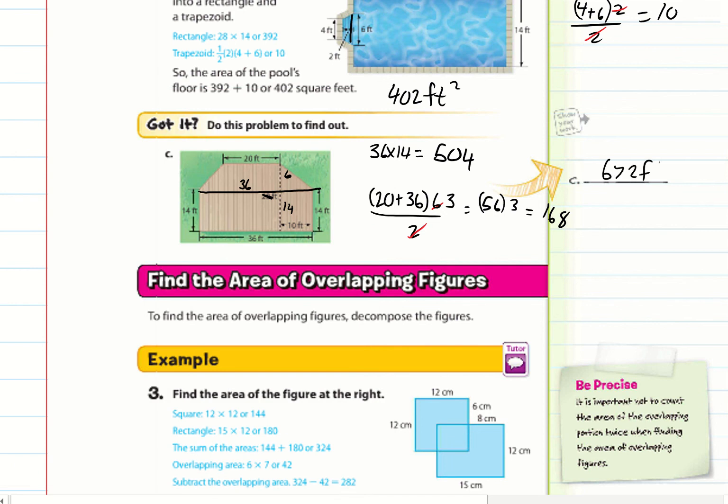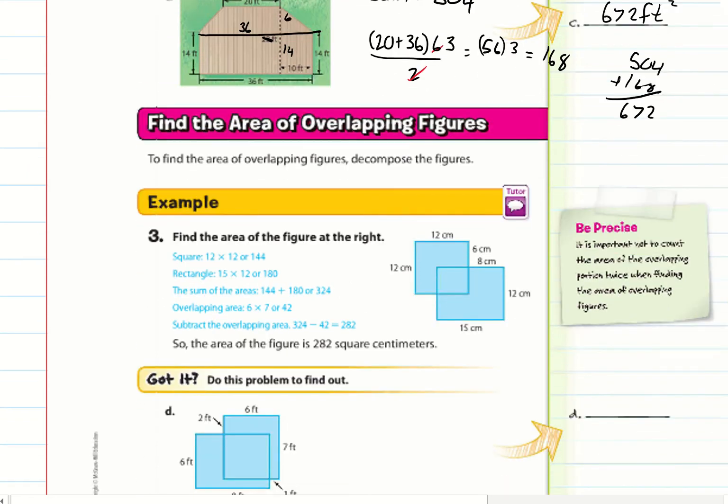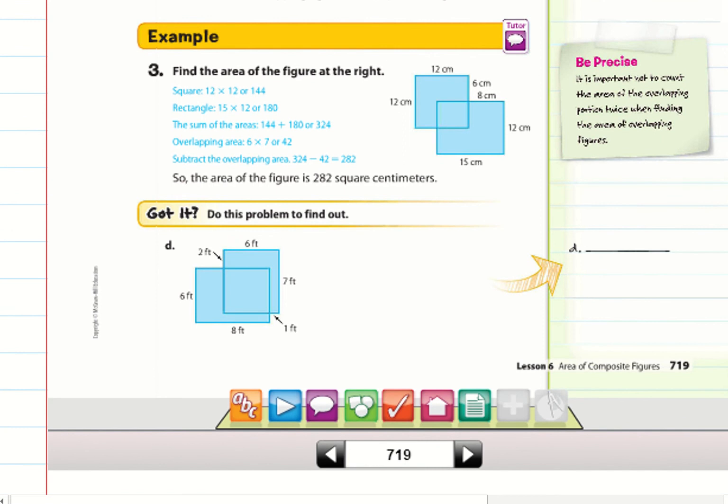And that is feet squared. So 504 plus 168 equals 672. All right, so I know this is kind of a lot. We're going to go to example 3.